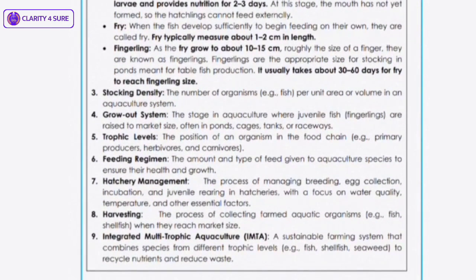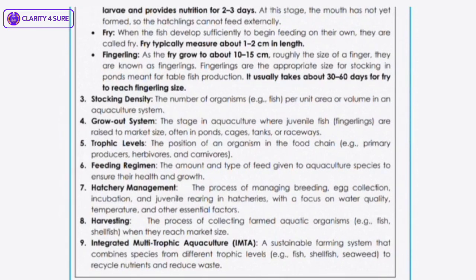Next is hatchery management. Hatchery management involves the controlled breeding, incubation, egg collection and rearing of fish larvae. It ensures the availability of healthy and disease-free fish seed for aquaculture operations. Next is harvesting, the process of collecting mature fish from the culture system. It can be partial or complete and must be done carefully to avoid stress or injury to the fish.